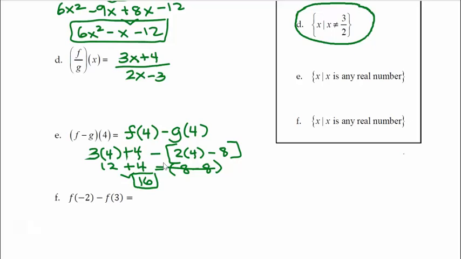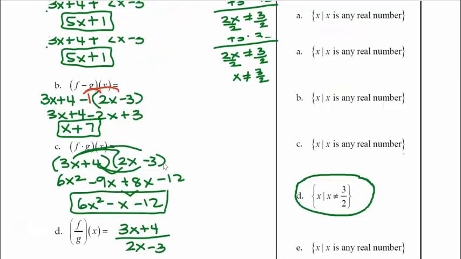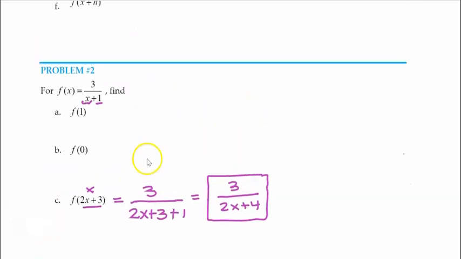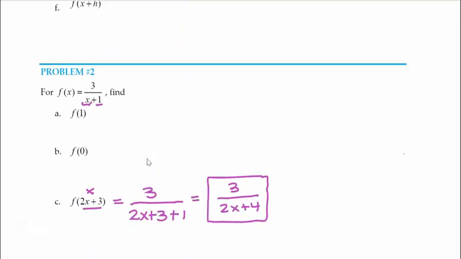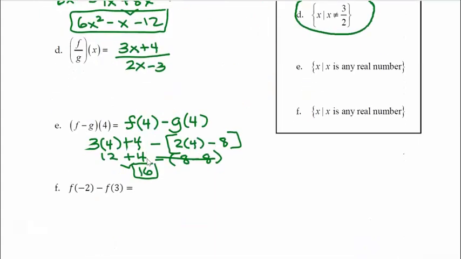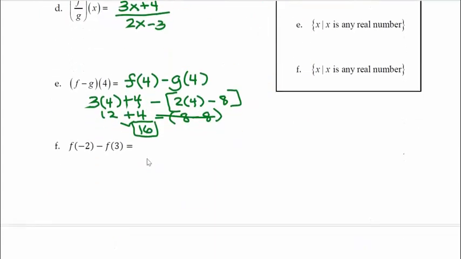What questions do you have on that one? I know that one's a little bit different, but we're just doing the same thing that we did up here, right? But now we have two different functions that we're putting numbers into. Still the same idea. And then this one, we've got different numbers that we're putting into our f of x.